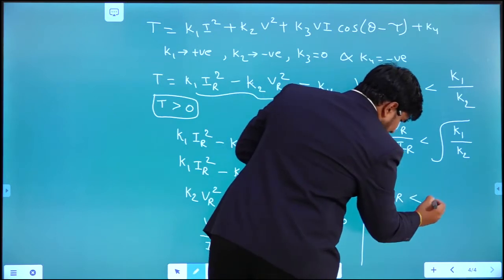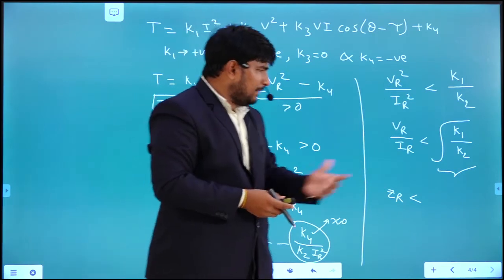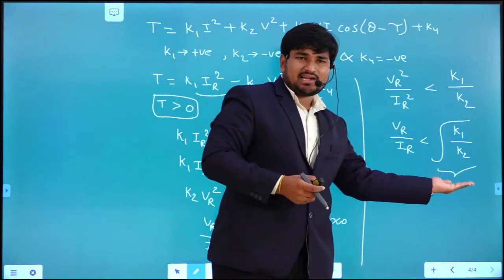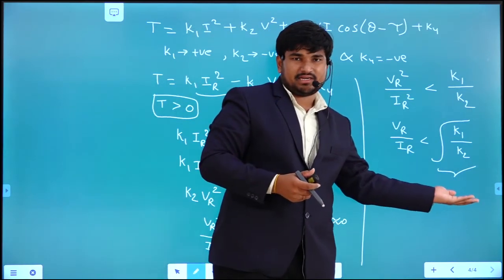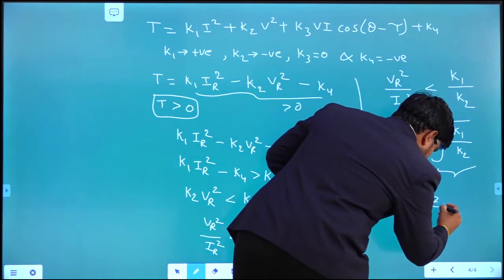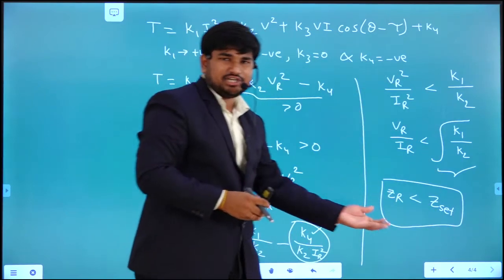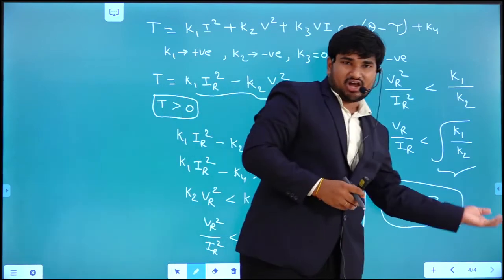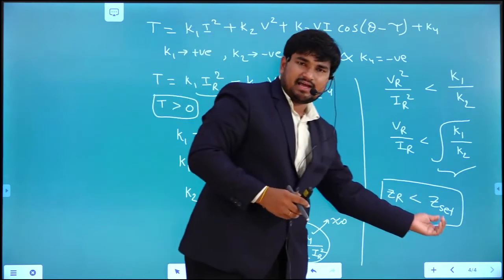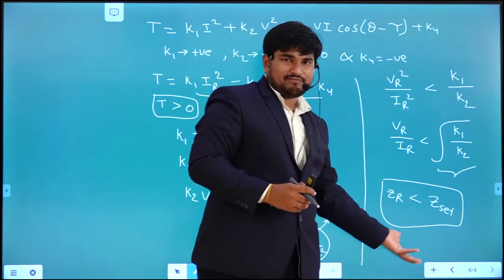ZR is less than this constant term. That means it can be set for a set value, or this is the marginal condition. I call it the set impedance, Z set. So this is the condition to produce positive torque: whenever the measured impedance is less than the Z set, only then will the trip signal be produced.